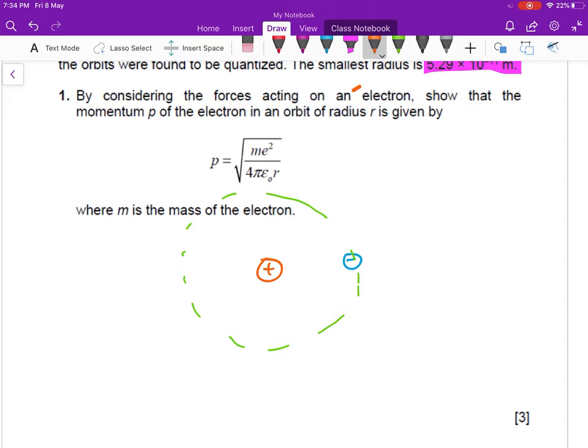We can use centripetal force, right? So in the middle I have a nucleus, and inside there is an electron orbiting around it, so it has a centripetal force, FC. So what is providing the centripetal force? F equals mv squared over r. What is providing my centripetal force? It is the electrical force, so k Q q over r squared.